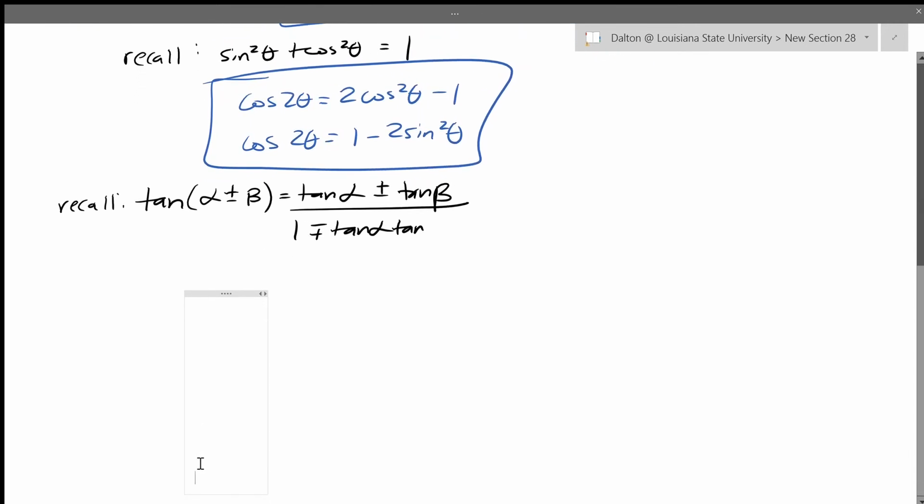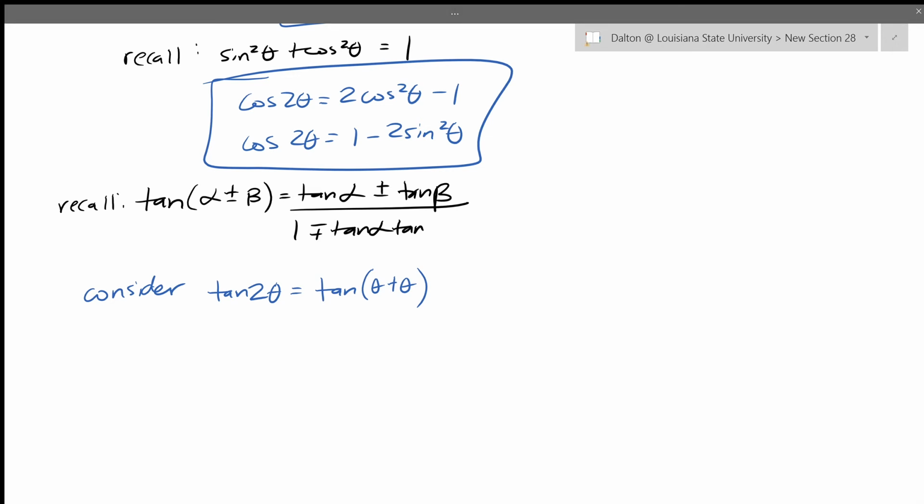That's just the addition and subtraction identity. If I take that, then let's consider what is the tangent of 2 theta. Well, again, that's the same thing as the tangent of theta plus theta. And then if I use what I know about this addition identity, if I have alpha plus beta like that, I'm using the top symbol. So I'm going to use the top symbol in every group of symbols in the problem.